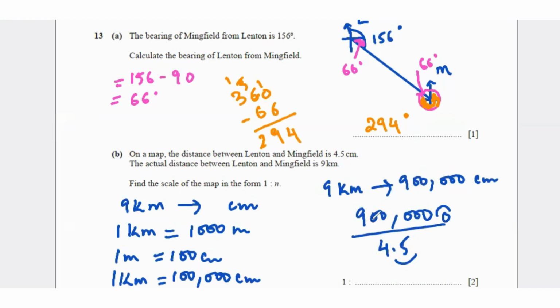So we know if we divide this by 9, so that's going to be 1 million. That's going to be 5, 5, 1, 200,000. So 1:200,000 is your answer.